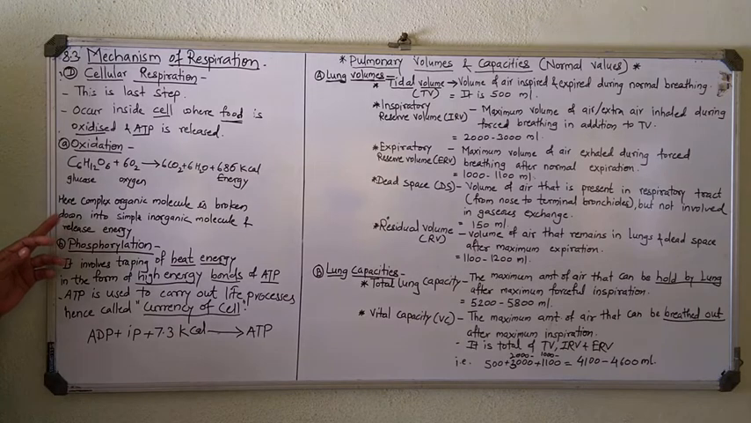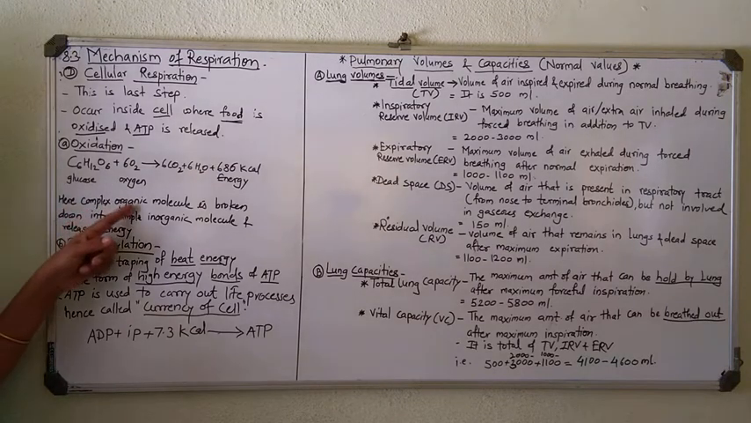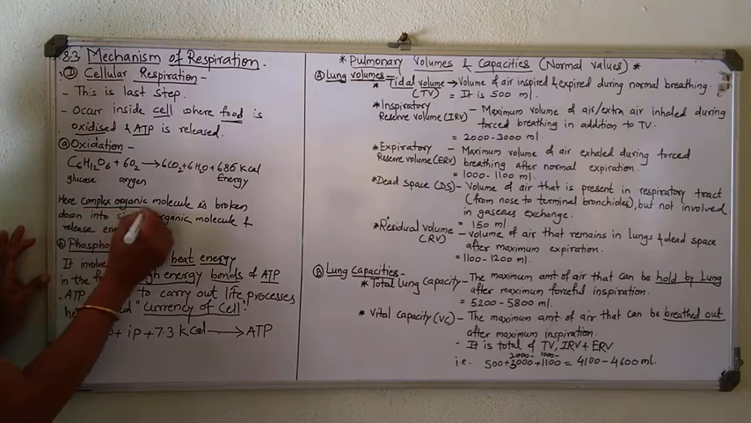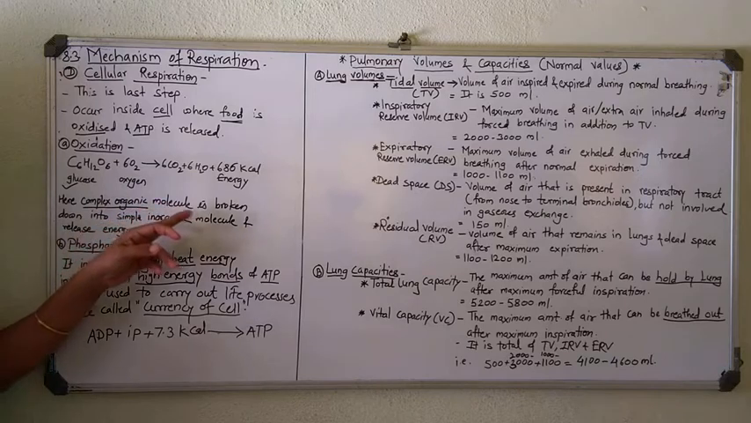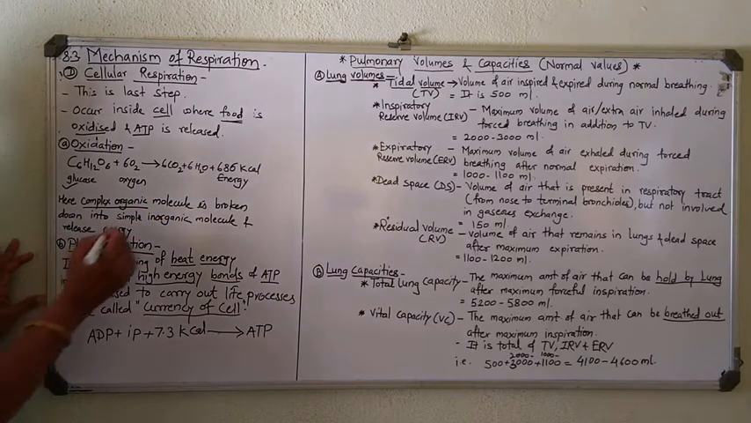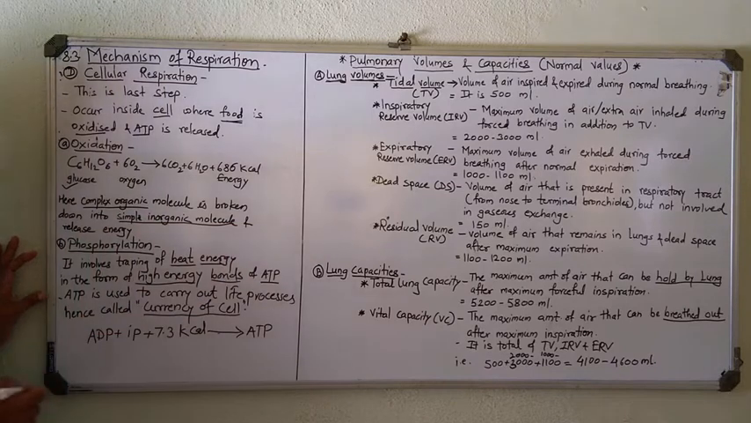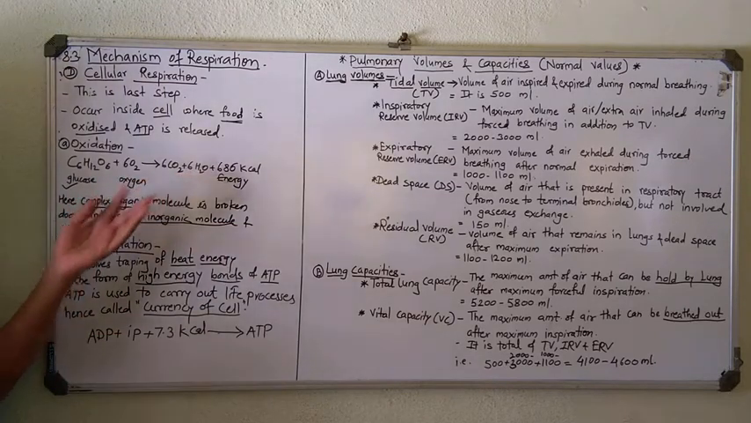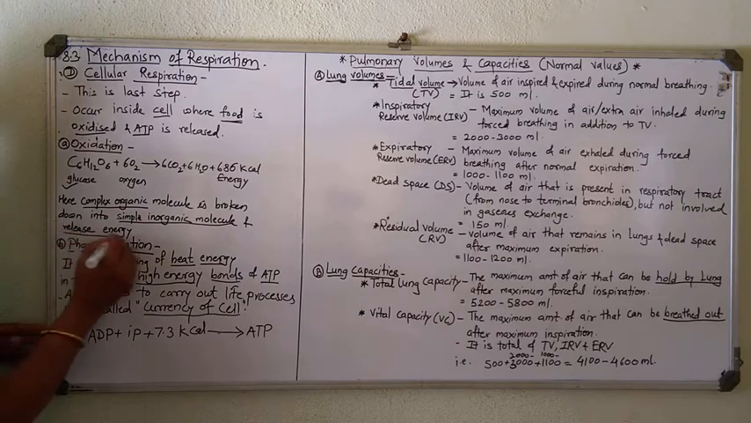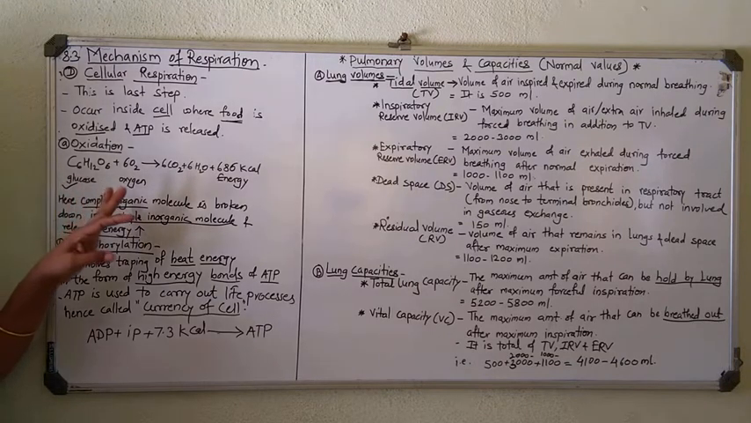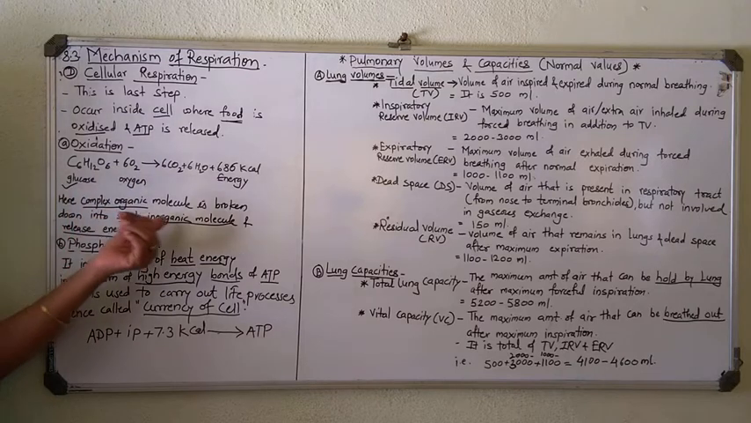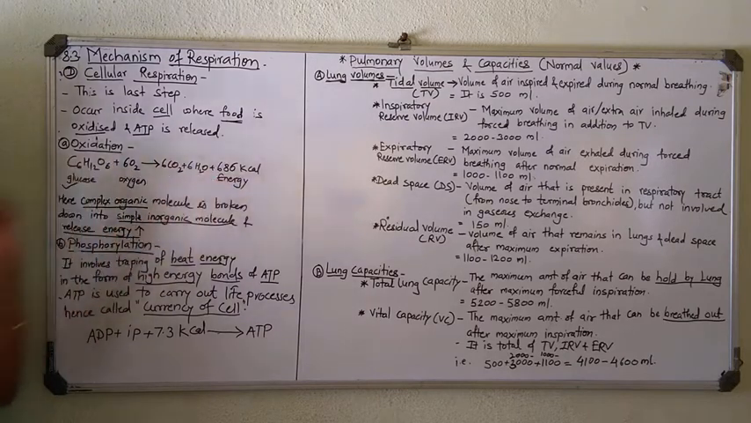Now here what happens actually, the complex organic molecule glucose is broken down into very simple inorganic molecules like water and carbon dioxide, and energy is released. So during oxidation, a complex organic molecule is converted into simple inorganic molecules to release energy. That is called oxidation.